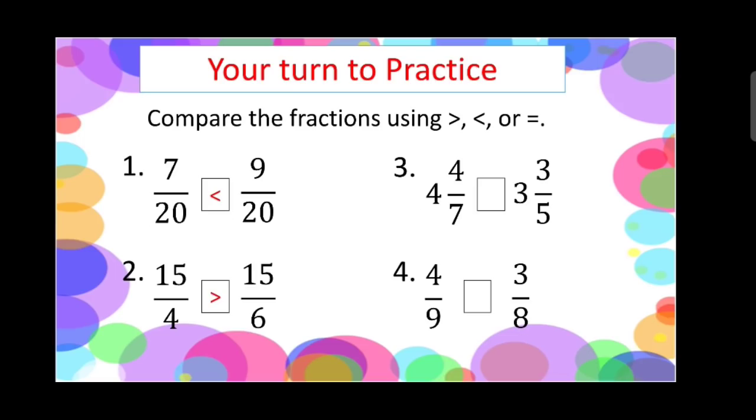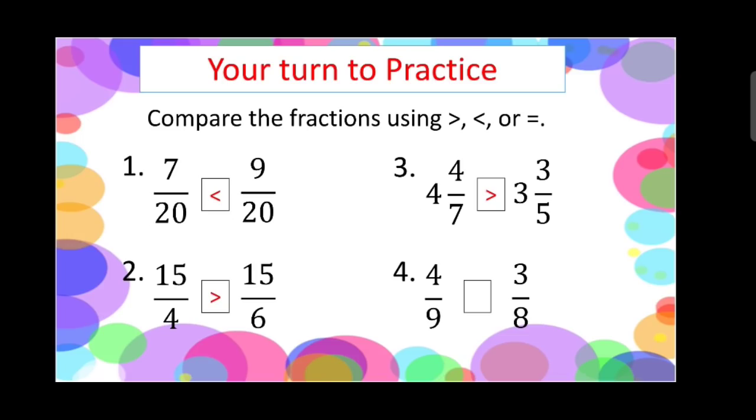Okay. We proceed in number 3. Dito naman, mixed number. So, dito sa mixed number, di ba titingnan na natin yung whole number. Kung sino yung mataas na whole number, siya yung mataas or malaki yung value. So, mas mataas po si 4 kaysa kay 3. So, therefore, 4 sevenths is greater than 3 fifths.